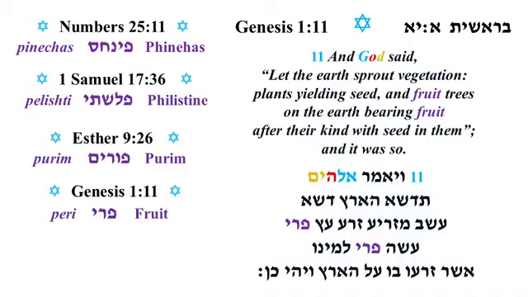Genesis 1:11. This is a nice word that you should know that begins with a pay. And it says, and God said, let the earth sprout vegetation, plants yielding seed, and fruit trees on the earth bearing fruit, after their kind with seed in them. And it was so.